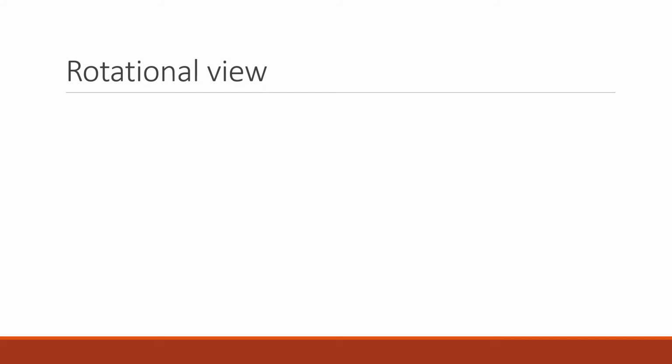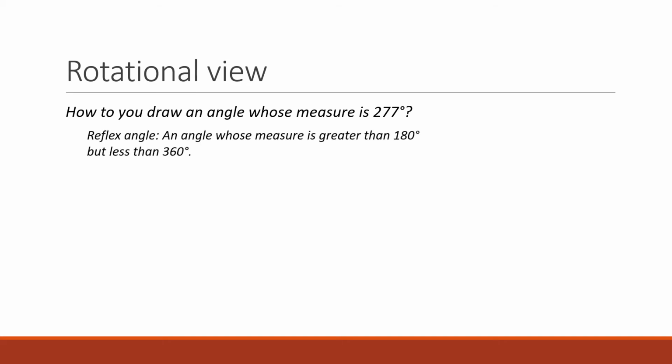So let's talk about the rotational view of the angle measurement. One question we can think about is how to measure or how to draw an angle whose measure is 277 degrees. If you remember from the previous video, a 277-degree angle is a reflex angle, an angle whose measure is greater than 180 but still less than 360 degrees. So if you actually draw that, it'll be a picture like this.